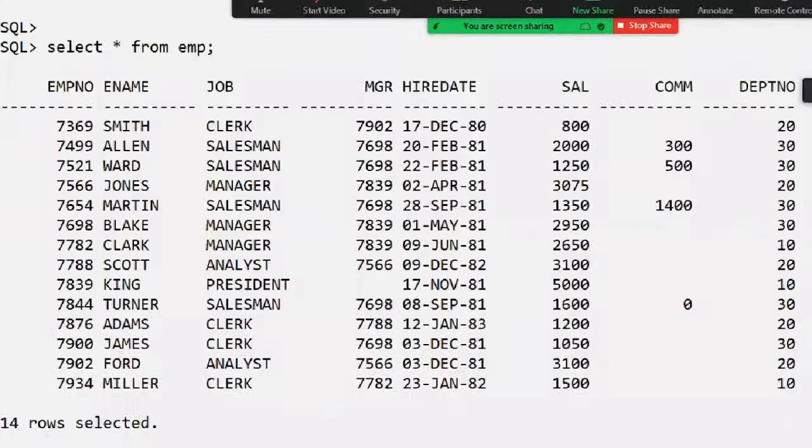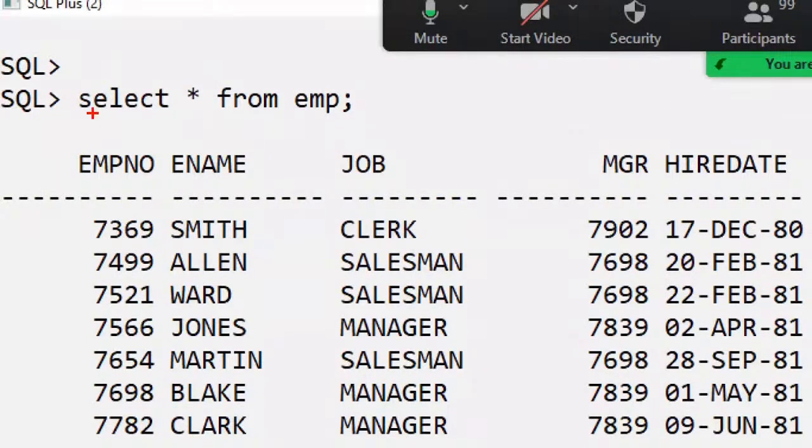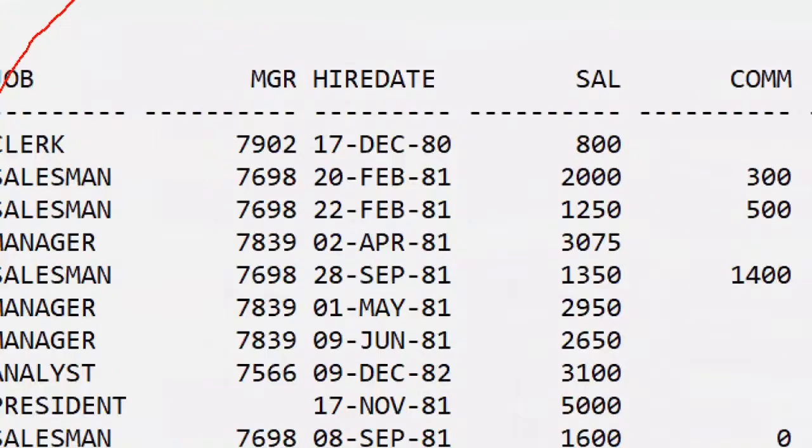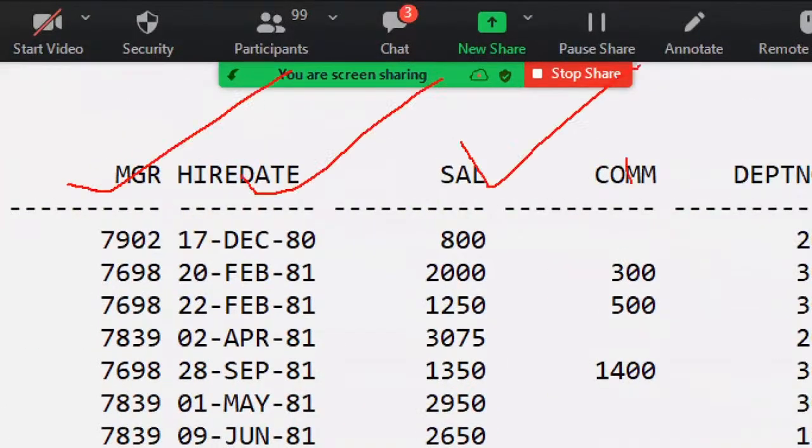Check it out. Columns. What are the names? I'm not asking that. Columns, how many? These are called columns. Don't worry. 1, 2, 3, 4, 5, 6, 7, 8. Maybe 8 columns are there.